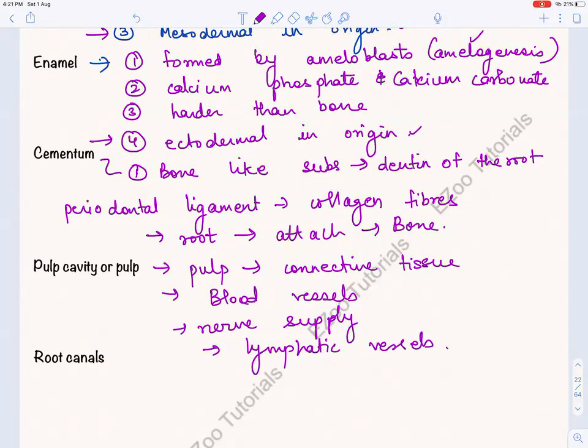Then we have the root canals. What is the root canal? It has an opening. And what is the name of the opening? Apical foramen. Okay, understood. And through this opening, the nerves and vessels are entering. Very easy to understand, but important.